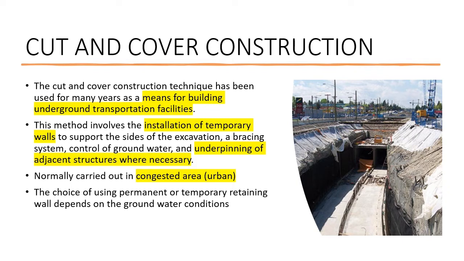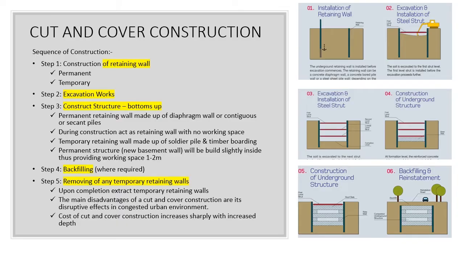It is normally carried out in urban areas, and the choice of using permanent or temporary retaining wall depends on the groundwater condition. The sequence of construction for cut and cover method includes: first, construction of retaining wall, whether it is permanent or temporary. For permanent retaining wall, we might use diaphragm wall, contiguous bored piles or secant piles. And for temporary retaining wall, we might use sheet piles or soldier piles.